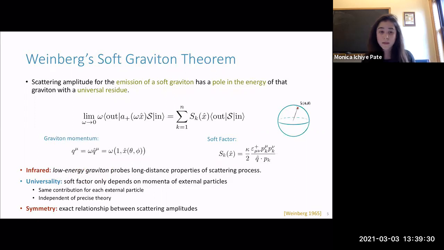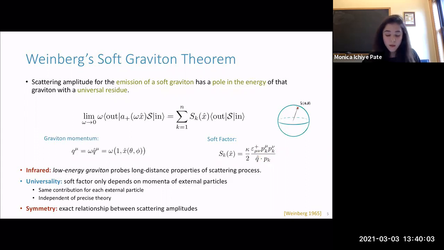And so the aspect of universality that is observed is that this soft factor only depends on the momenta of the external particles. It has the same contribution for each external particle, and it's really independent of the precise theory. So for example, it can't tell the difference between whether this is a theory of fermions or whether the other particles in the scattering process carry other conserved charges. That's simply because the soft factor only depends on the momenta of the external particles, but none of their other quantum numbers.